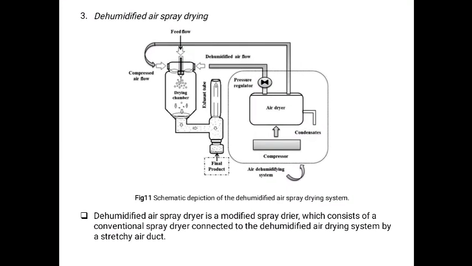Another trend in spray drying is dehumidified air spray drying. A dehumidified air spray dryer is a modified spray dryer which consists of a conventional spray dryer connected to the dehumidified air drying system by a stretchy air duct. Figure 11 shows the schematic depiction of the dehumidified air spray drying system. From the air dehumidifying system, dehumidified air flows through the drying chamber of the spray dryer and is used as the inlet hot air for the system.